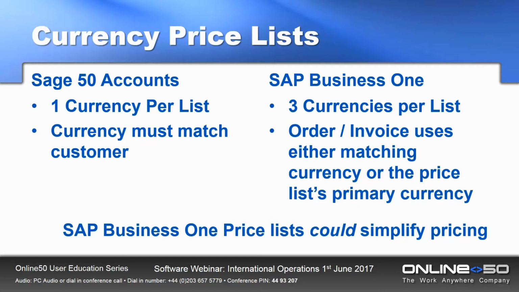So in summary, price list in Sage 50: single currency, must be the same as the customer. SAP Business One: 3 currencies. It matches the currency on the document, as they call it in Business One, so the sales order or the invoice, that will choose the matching currency, and that allows you to simplify the number of price lists. If there isn't a matching currency in the price list, then it works out a conversion rate from the local currency. Everything defaults back to the local currency.